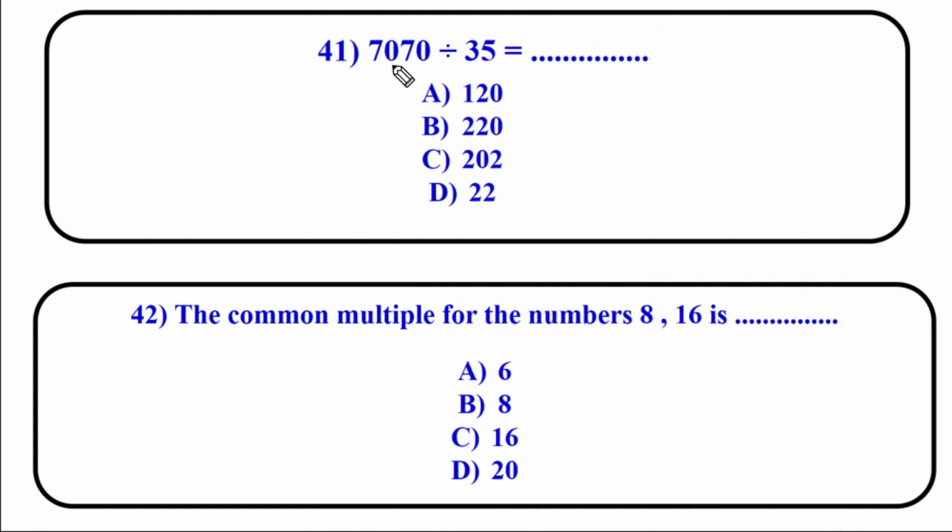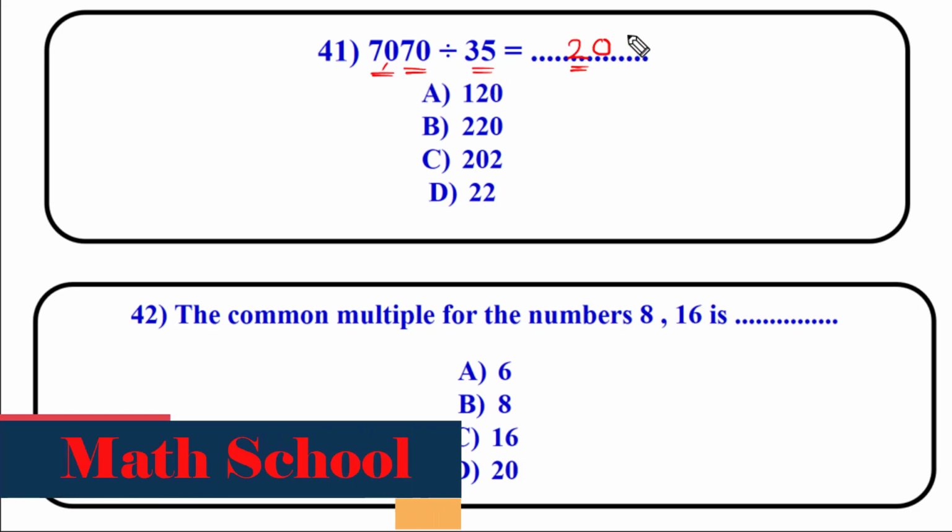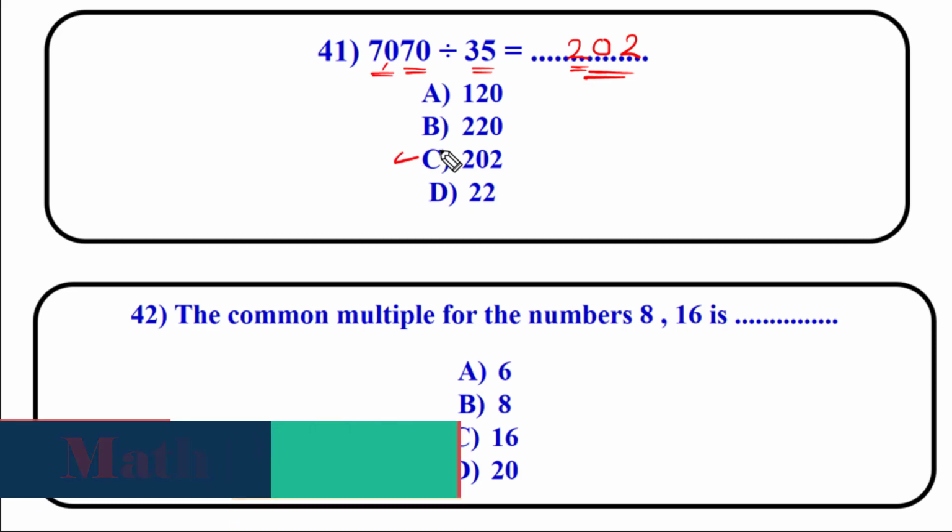Number 41, 7070 divided by 35. Take the first two digits, it will be 70 divided by 35. You can find it mentally, equals 2. 2 times 35 equals 70. Take the next digit, 7 divided by 35. It doesn't work because 7 is less than 35. Now we write 0 in the quotient. Take the next digit, 70 again divided by 35 equals 2. So the quotient here will be 202. So the correct answer here, guys, is C.